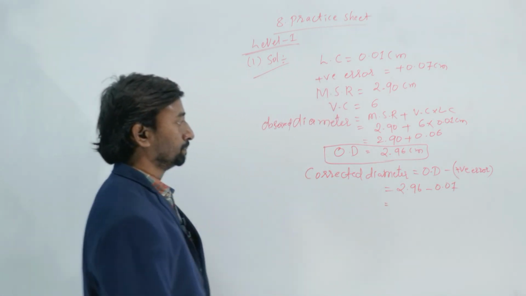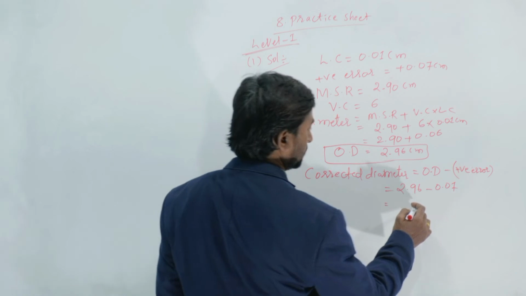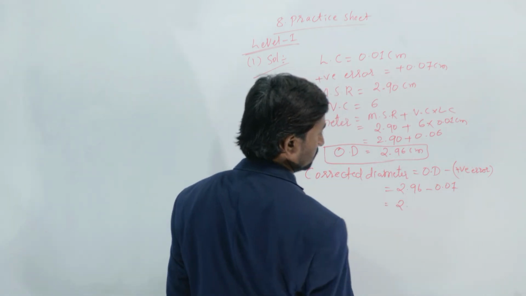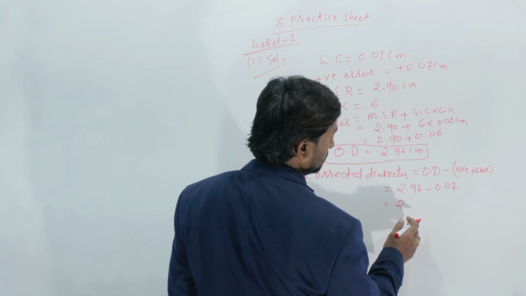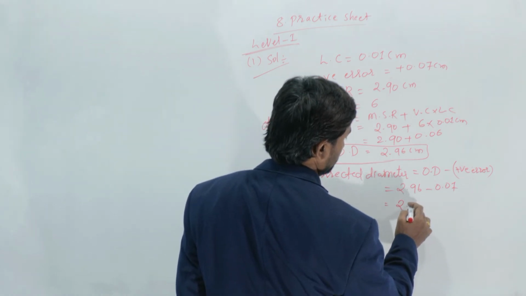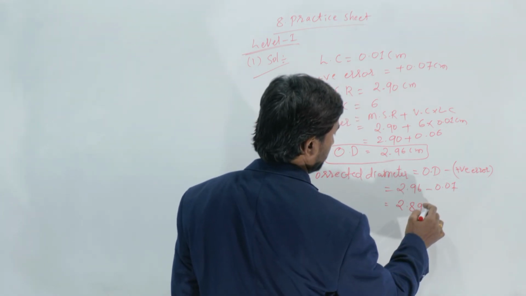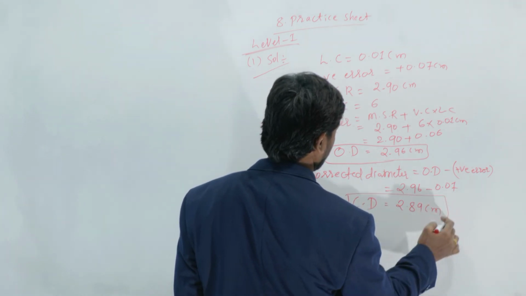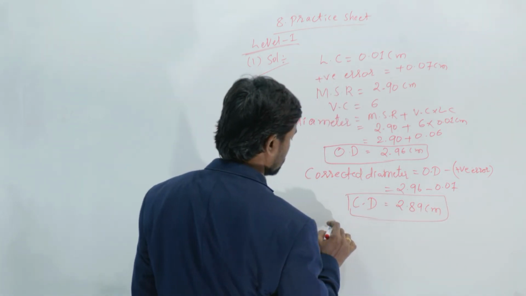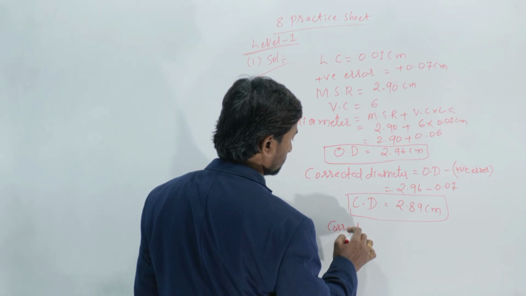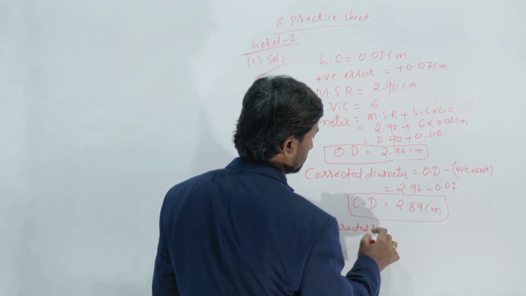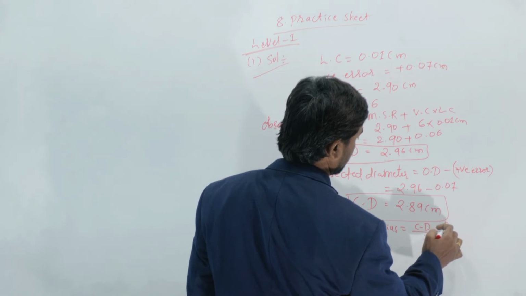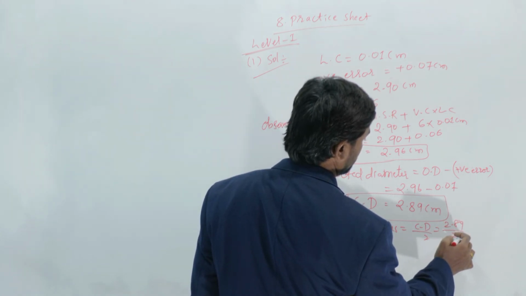So how much do you get there? Here we'll get 2.89 centimeters. So this is the corrected diameter. Now we should find out the corrected radius. We can divide this corrected diameter by 2. So 2.89 by 2, how much do we get?